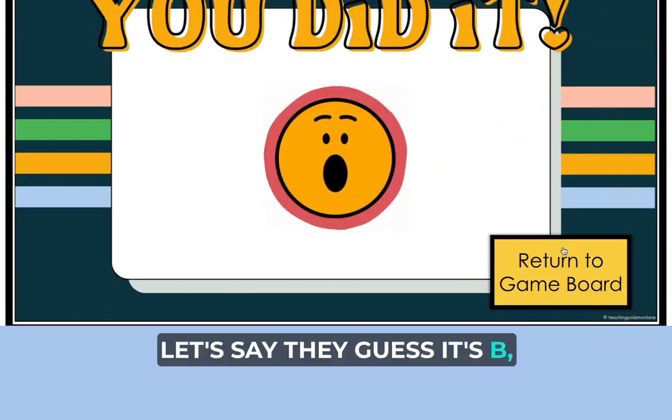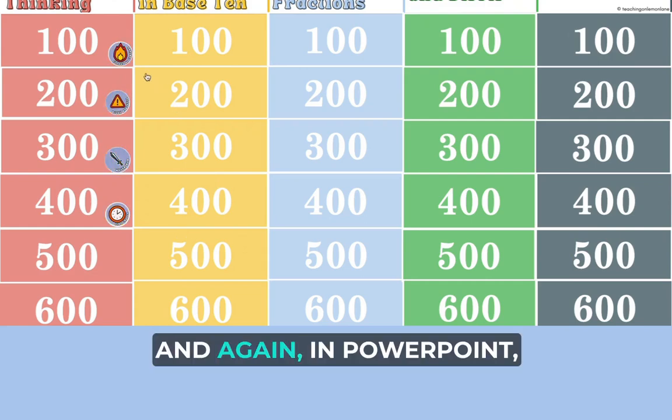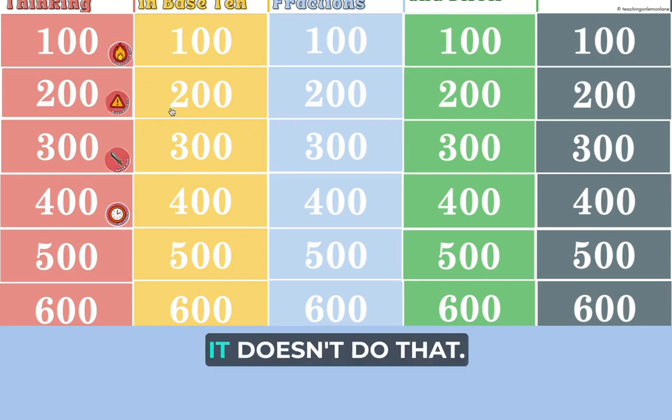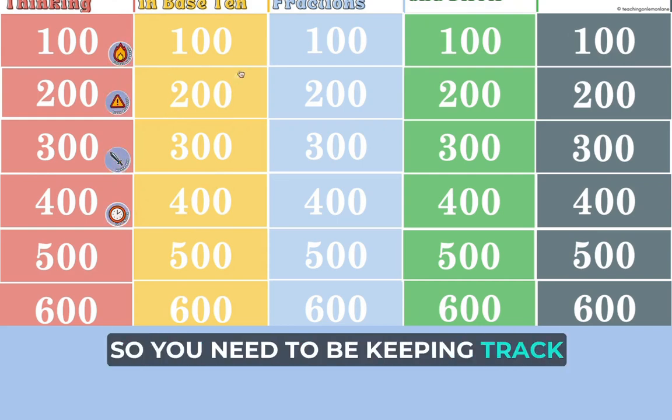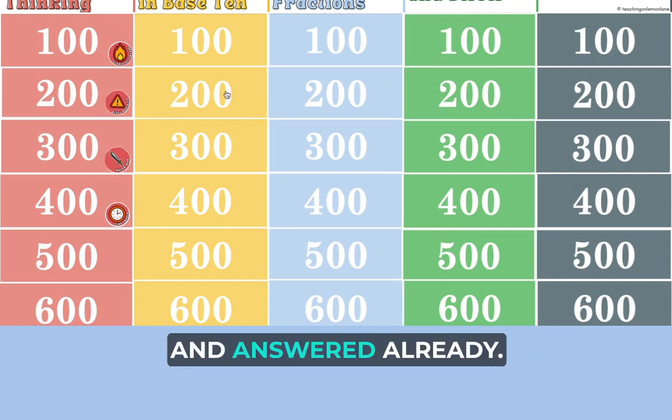Let's say they guess it's B, they get it. So they get to return to the game board. And again, in PowerPoint, this space would now disappear. In Google Slides, it doesn't do that. So you need to be keeping track of which answers or which questions have been asked and answered already, and cross that off so we don't get any repeats.